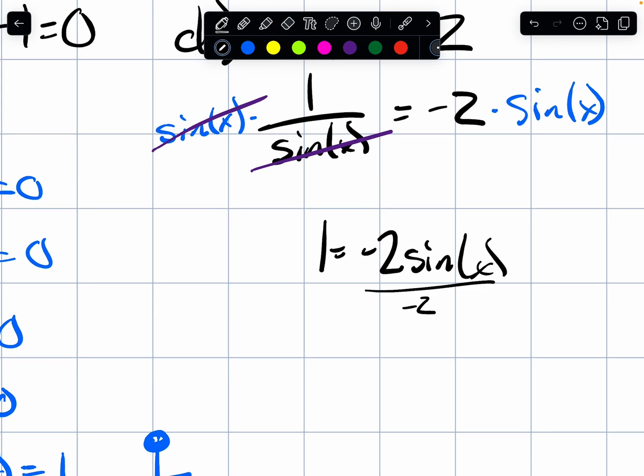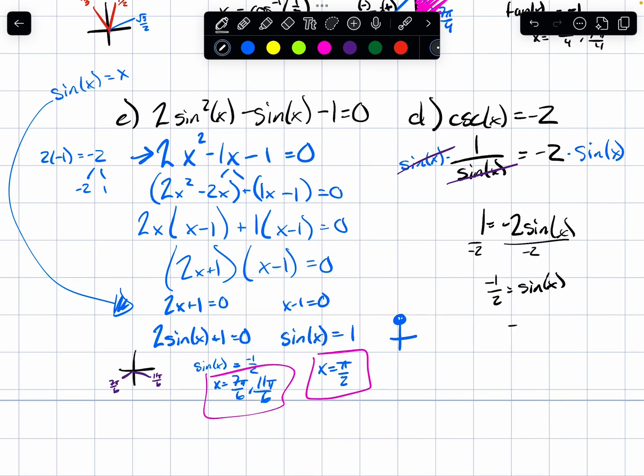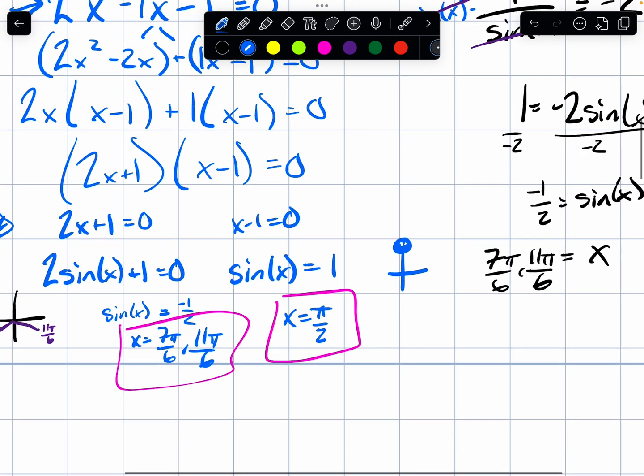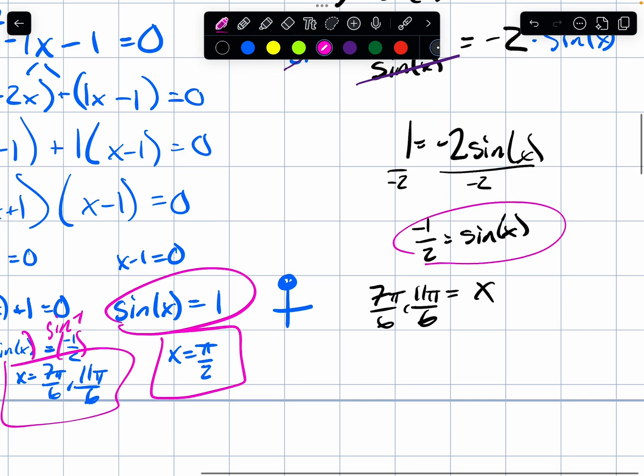And now if I just divide both sides by negative 2, I'm going to get negative 1/2 is equal to sine of x. Oh, hey, look, we literally just did that down here in the bottom left. So it's 7 pi over 6 and 11 pi over 6. And that is, oops, not sine. That's my x value. I guess I skipped a step on both of these where you would do sine inverse of negative 1, you do it here and you do it there.